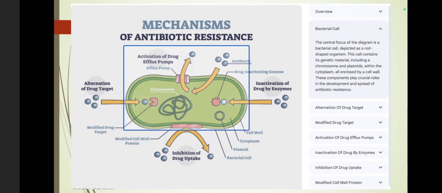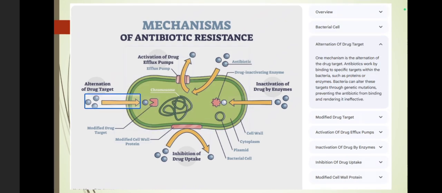Bacterial cell. The central focus of the diagram is the bacterial cell, depicted as a rod-shaped organism. This cell contains its genetic material, including a chromosome and plasmids within the cytoplasm, all enclosed by a cell wall. These components play crucial roles in the development and spread of antibiotic resistance.